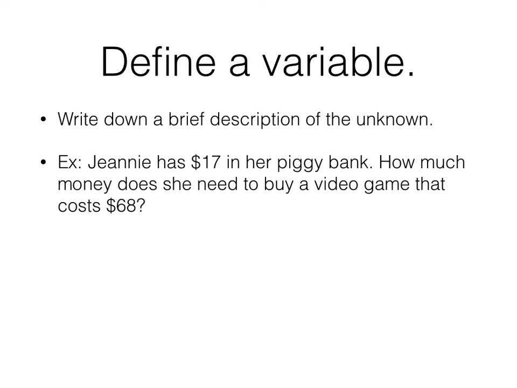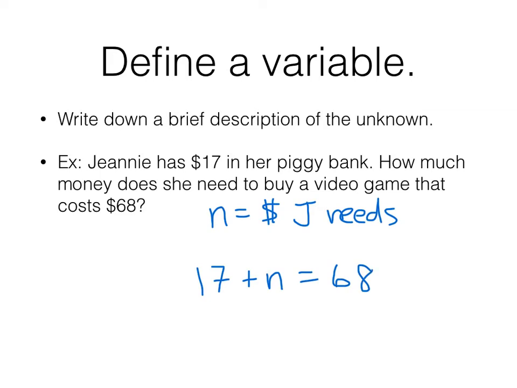Jeannie has $17 in her piggy bank. How much money does she need to buy a video game that costs $68? I'm going to use n to represent my variable. This is what defining a variable is. n represents money Jeannie needs. And I'm not writing Jeannie's entire name out. So she has 17. She needs money to get a $68 video game. The video game is $68. And there's your equation. And again, I'm not worried about the solution. I'm worried about the equations. So we've got to be able to write them and recognize them.